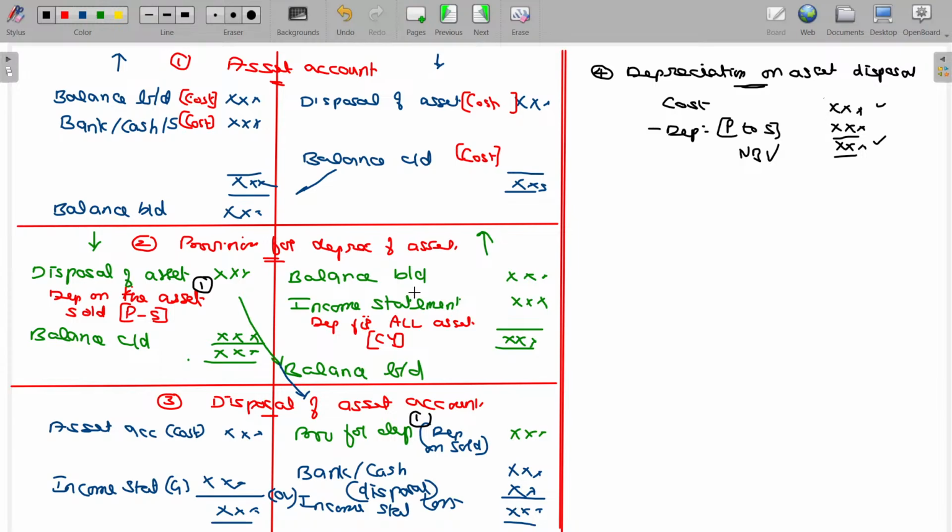Now, how do I calculate this one, sir? Amount transferable to the income statement, depreciation for all assets. I'll give the format for this one also. Current year depreciation for all assets: cost, previous year depreciation, net book value, and from that net book value only you have to calculate current year depreciation.